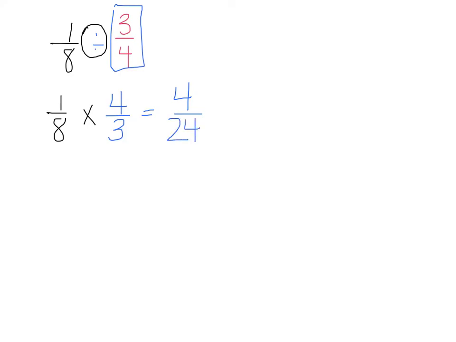And now we will need to simplify that fraction, and the greatest common factor of 4 and 24 is 4, so I can divide both the numerator and the denominator by 4, and I would get 1/6.